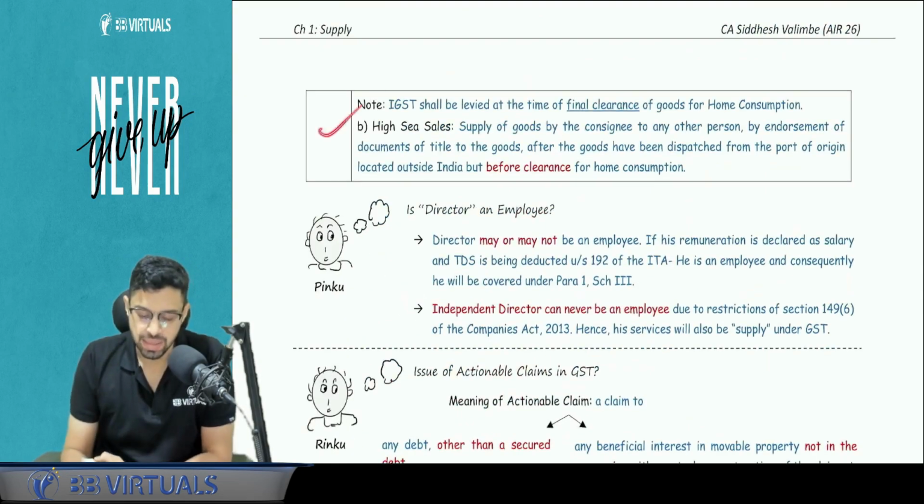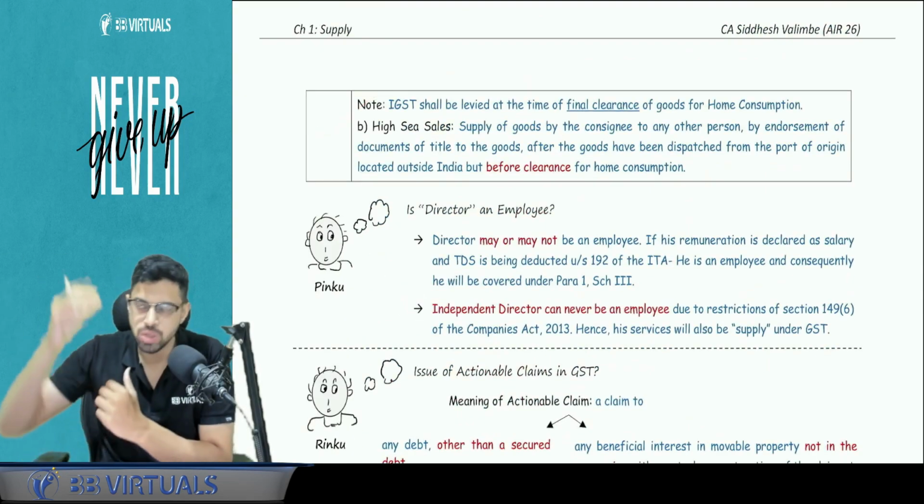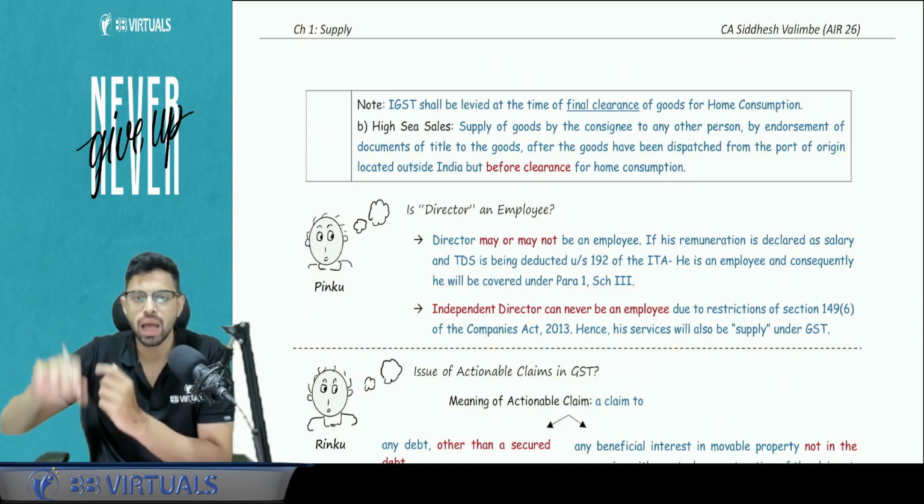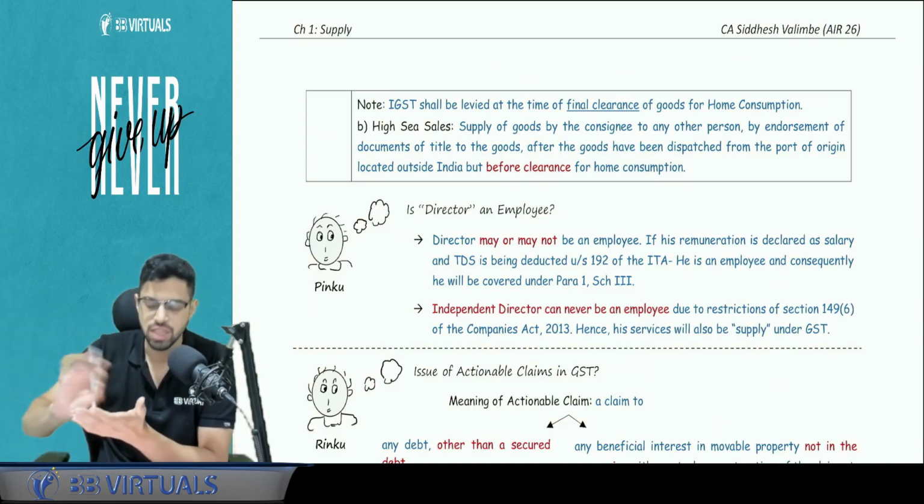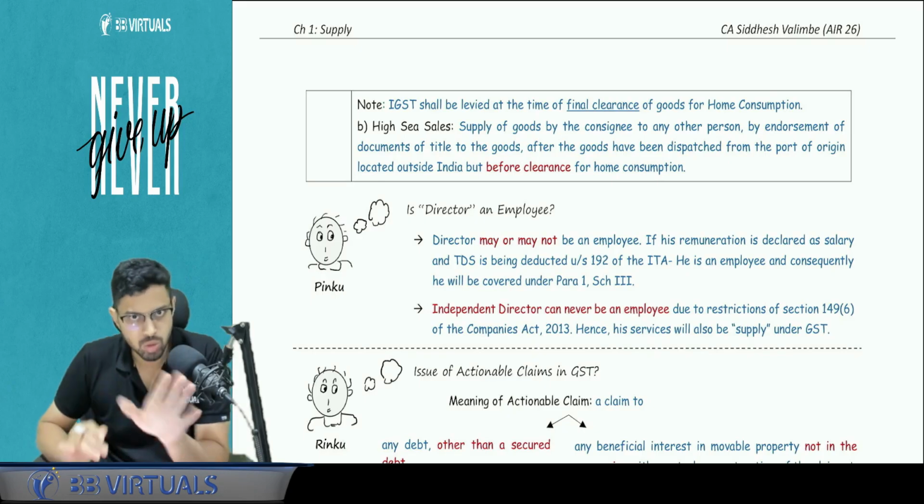Okay. High sea sales. I imported certain goods. Goods were in high seas. Before coming to India, before clearance, I have sold the goods. I have transferred the title to Mr. A. Not a scope of GST.